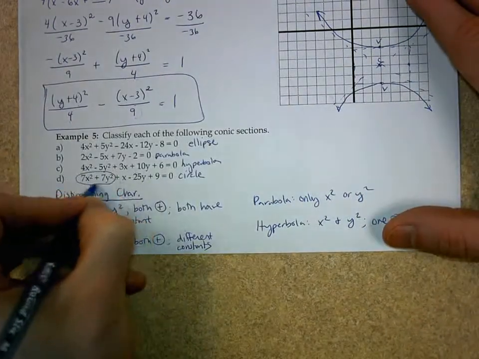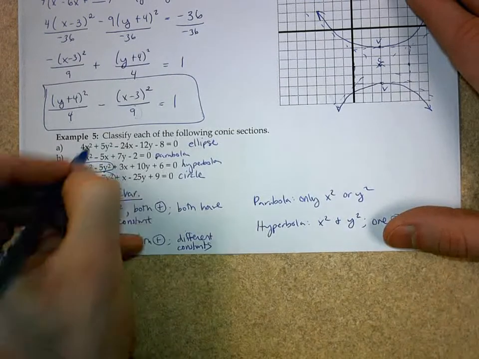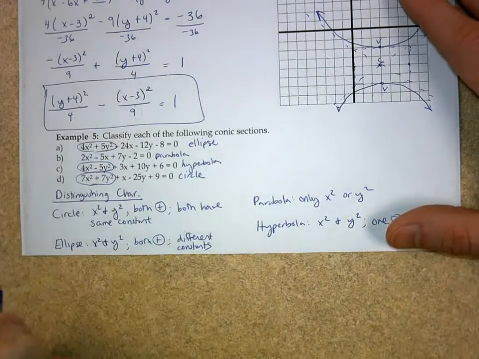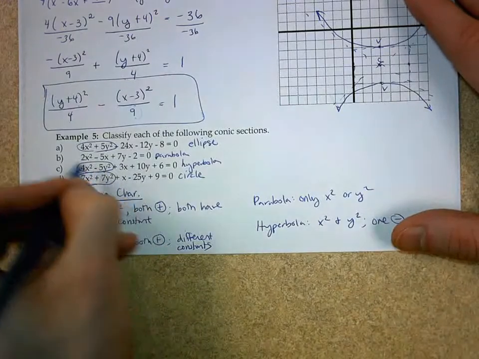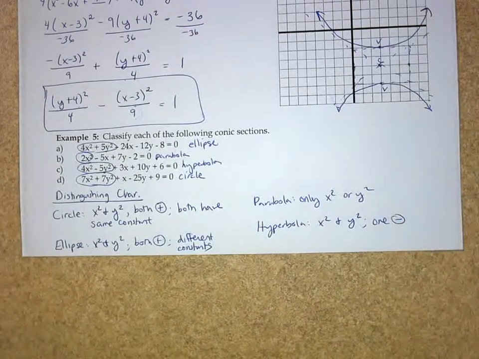So right there was our distinguishing characteristic. There were our distinguishing pieces. And I can see right here that I only have an x squared with no y squared.